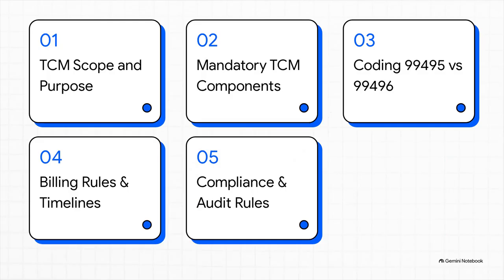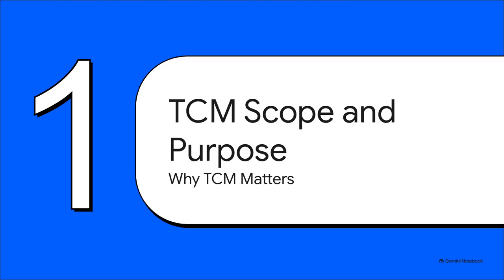Here's the blueprint for our explainer today. We're covering 1. TCM scope and purpose, 2. the 3 mandatory TCM components, 3. coding 99495 versus 99496, 4. billing rules and timelines, and 5. compliance and audit guardrails. All right, let's jump right into section 1, TCM scope and purpose.